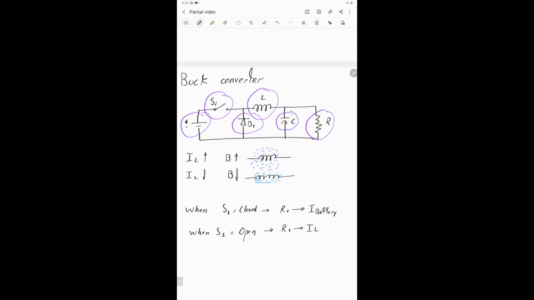So this means that when the current is increasing, or when the switch is closed, the magnetic field of the inductance will be higher. And when the switch is off, or open, the magnetic field of the inductance will tend to decrease, and thus the current in the inductance will decrease as well.